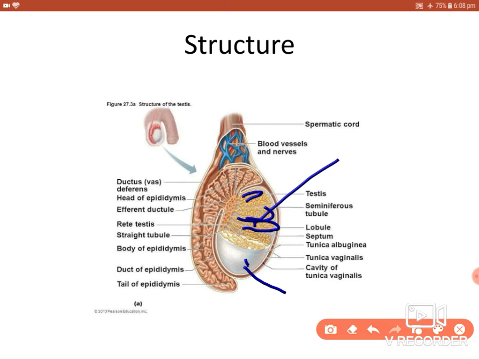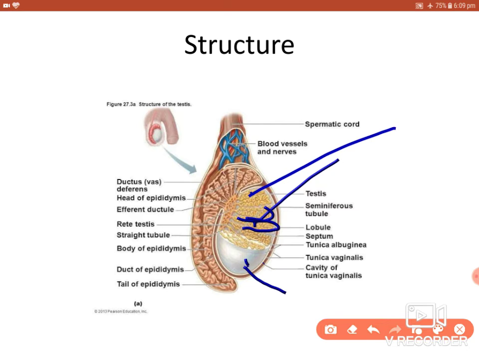Each lobule contains what are called seminiferous tubules. See, these are the seminiferous tubules. These tubules consist of spermatogenic cells which produce the spermatozoa, and supporting cells, and also Leydig cells, which produce testosterone. There are some 200 to 300 lobules, and each lobule contains seminiferous tubules, 3 to 4 in number.